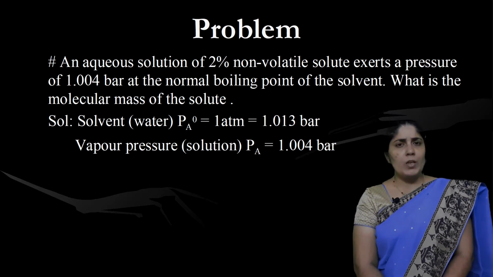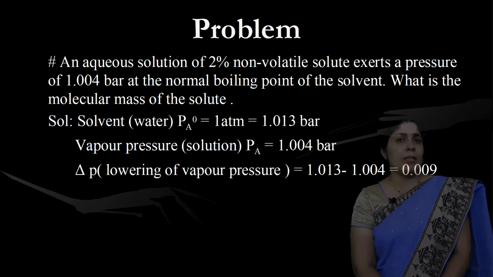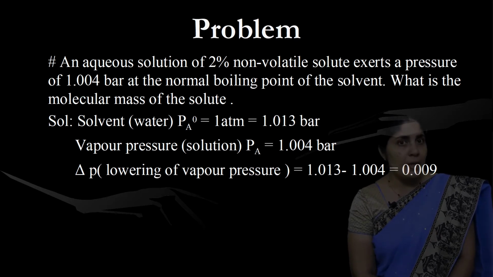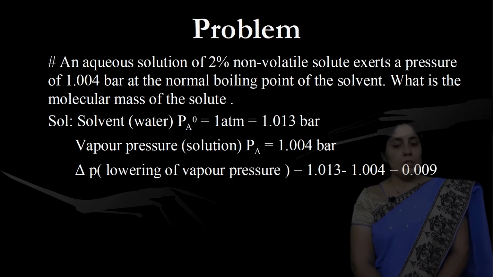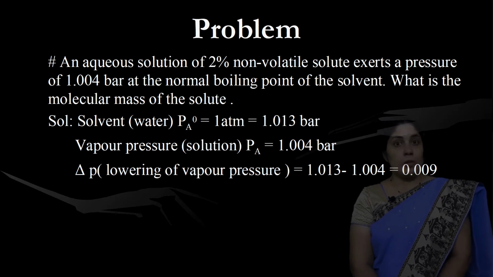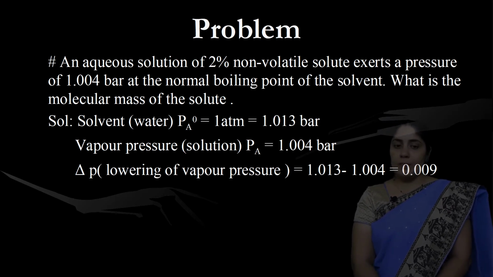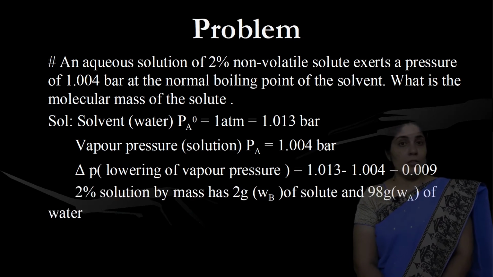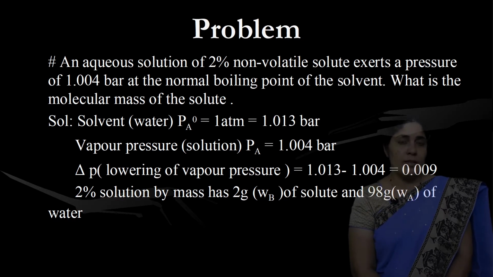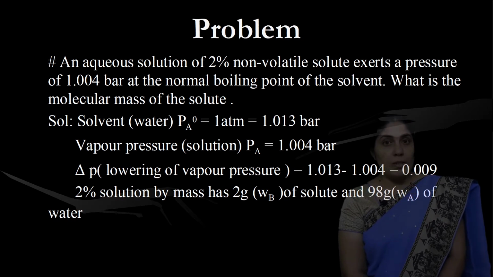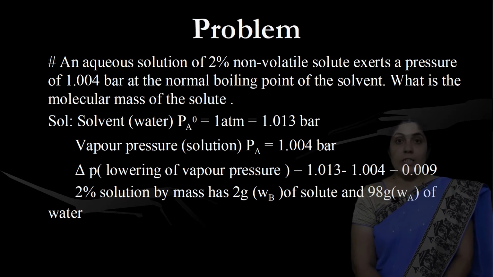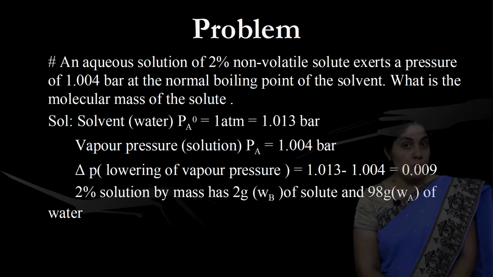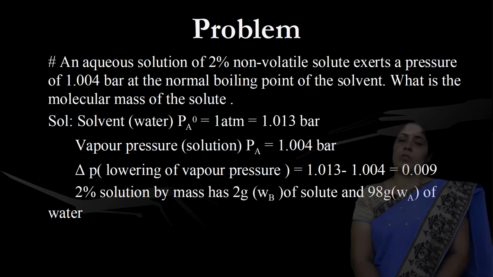The vapor pressure of the solution, that is after adding the solute, PA, is given as 1.004 bar. So easily, by knowing the PA value and PA0 value, you can calculate delta P, the lowering in the vapor pressure, and it comes out to be 0.009. Now, 2% solution by mass has been given there. What we mean by that? That is 2 grams of solute is present in a total of 98 grams of solvent. So that means we know the amount of solute as well as the amount of solvent.